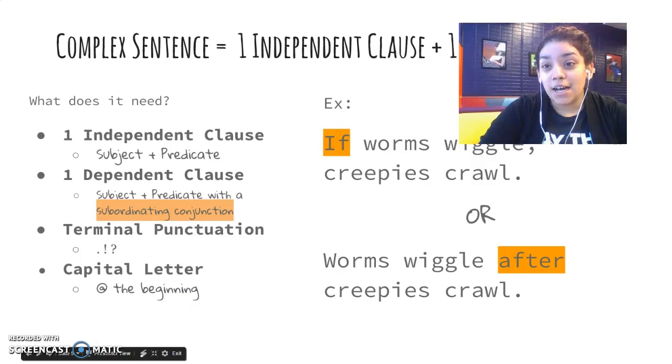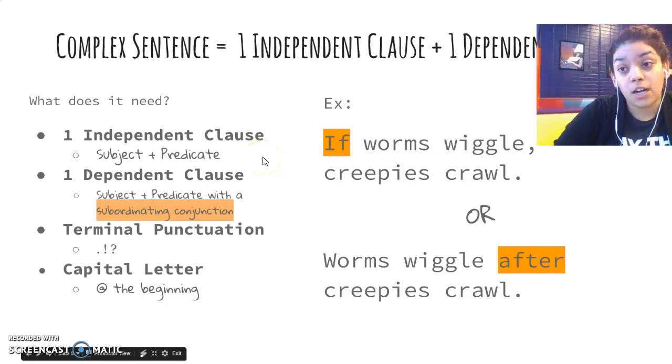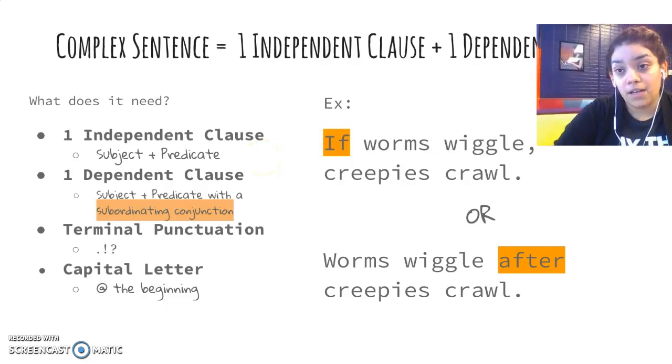So this is a complex sentence. Complex sentences tend to give people a little bit of trouble because they normally put things together that don't really belong, or they think they're making a complex sentence when they're really making a compound sentence, and it gets a little confusing. But it's still pretty straightforward. You're going to have an independent clause, which we talked about for simple sentences, a subject and a predicate. You're going to have a dependent clause. If you don't know what a clause is, this is the time to stop this video and go back to What the Heck is a Clause.